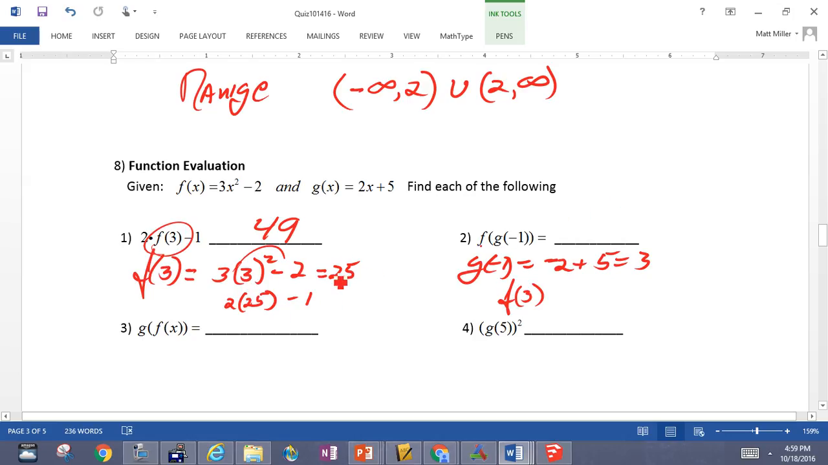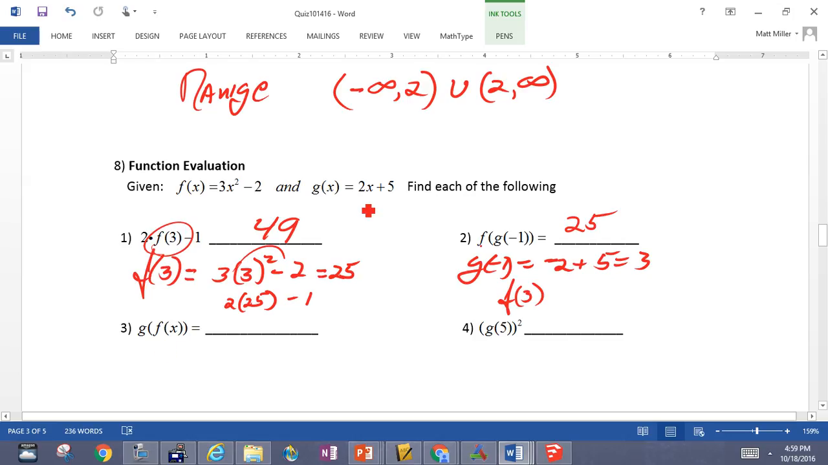I'm sorry. We're going to put 3 back into f. Again, g of negative 1 is negative 2 plus 5, which is 3. And 3 back into the function here is the same as what we did down there, so that yields the value of 25. Okay? This is a composite function.